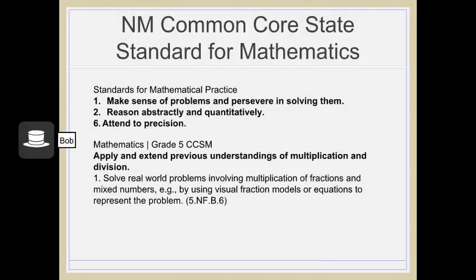In this thread, we'll be exploring the Grade 5 Common Core standard that deals with multiplication of fractions by using visual fraction models or equations to represent the problem.